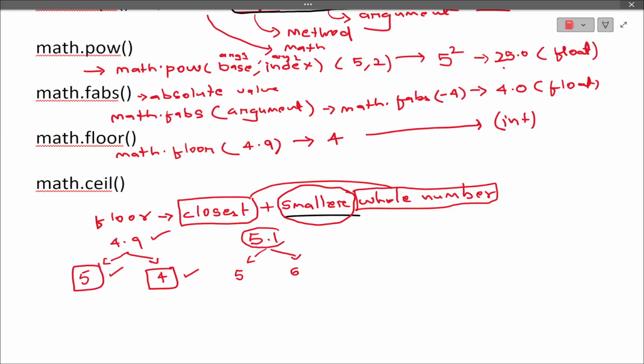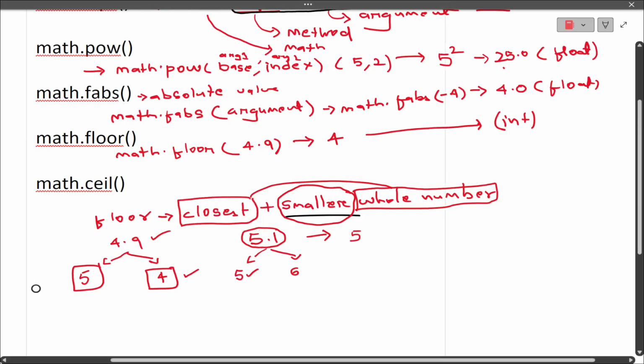So if 5.1 is given, what is the smallest one? The smallest one is this, right? This is the smaller whole number, the closer whole number to the particular number that is given by the user. So here you will get the result as 5. Need not think about this. Yeah, easy.